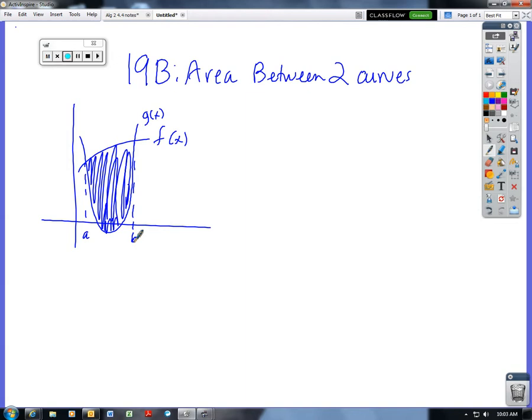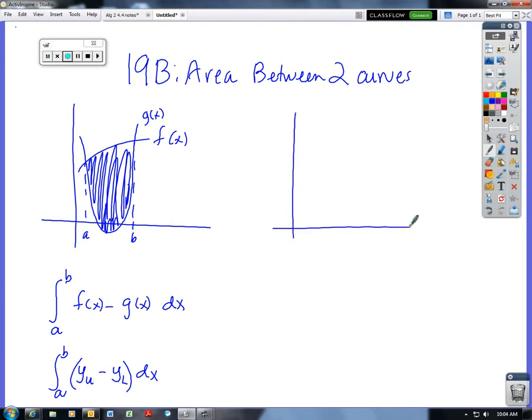And then the way to get the area would be the integral from a to b of the upper function f of x minus the lower function g of x dx. And the other way the book writes it is they could say from a to b, and then call f of x the upper function, so y sub u minus the lower function y sub l. Upper minus lower.